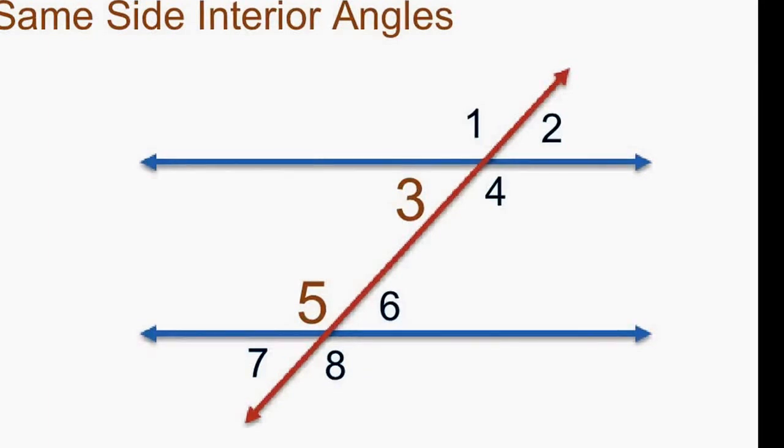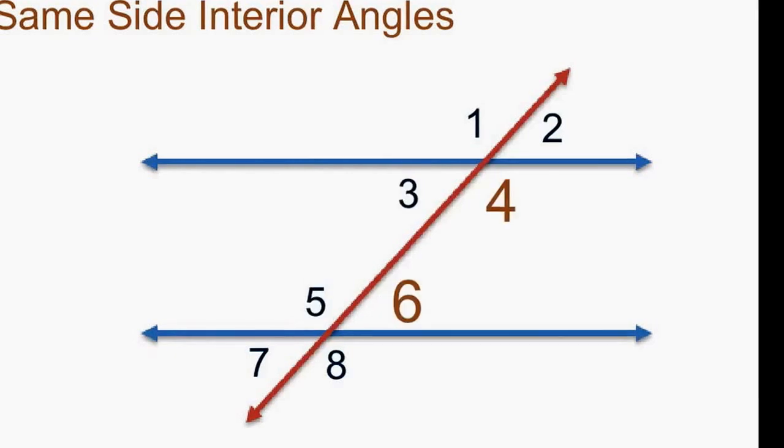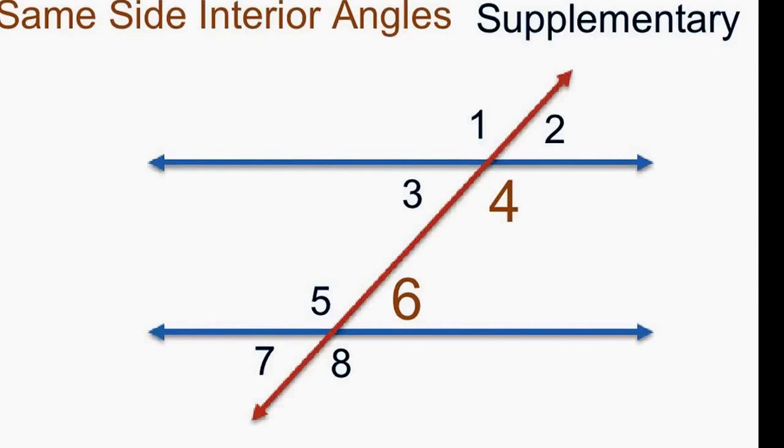Now we have same side interior angles. So same side, I mean the angles are on the same side of the transversal, and interior, once again, they are inside the blue lines, they're interior angles. So angle 3 and angle 5 would be same side interior, and angle 4 and angle 6 are same side interior. And when the blue lines are parallel, the same side interior angles are supplementary. The two angles would add up to equal 180 degrees.